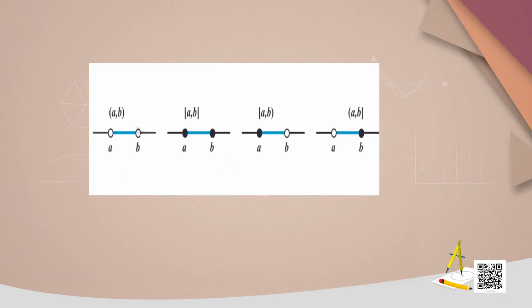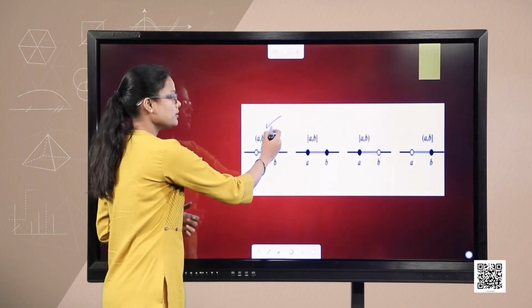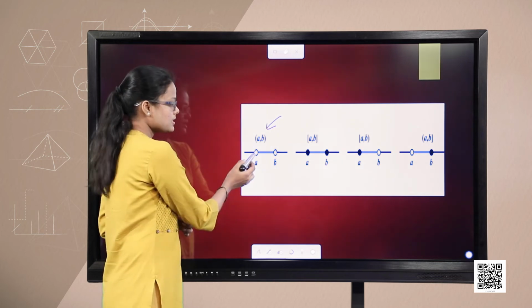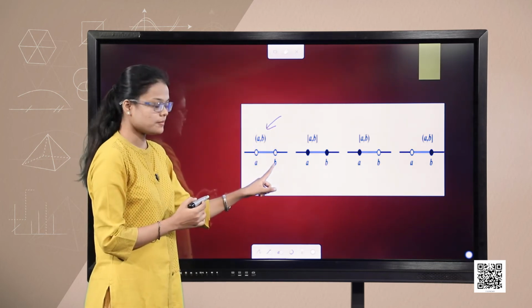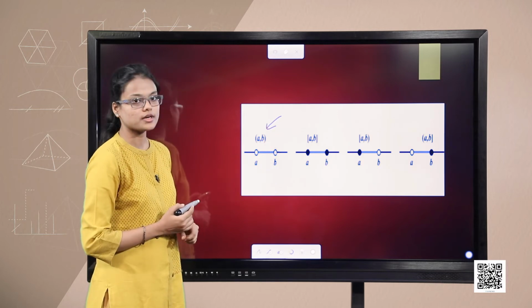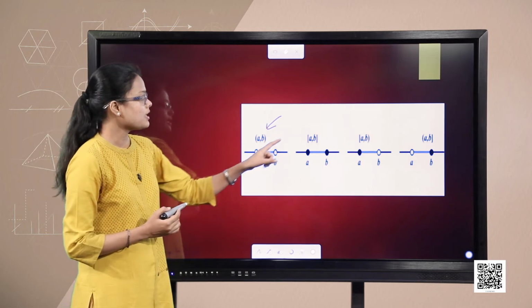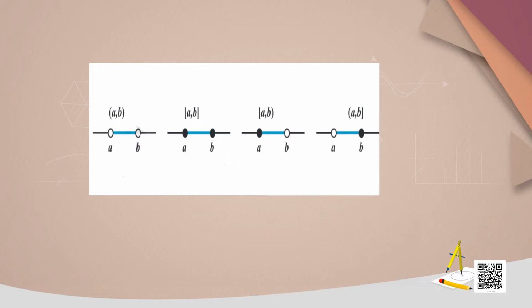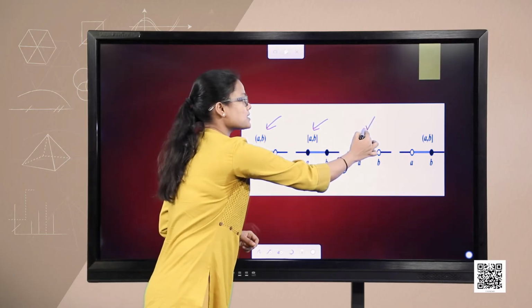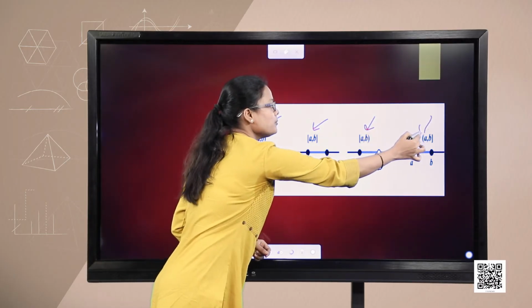In this, you may see this is an open interval AB. These white circles are representing that A and B elements are not included in the interval. This interval is representing a closed interval, and black dots are representing that yes, A and B points are included in the interval. These two are semi-open and semi-closed intervals.